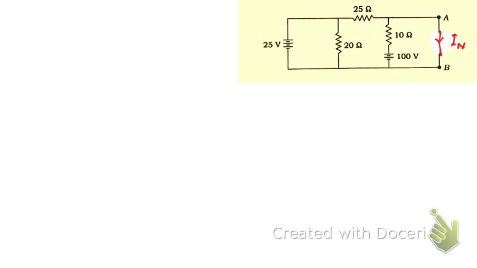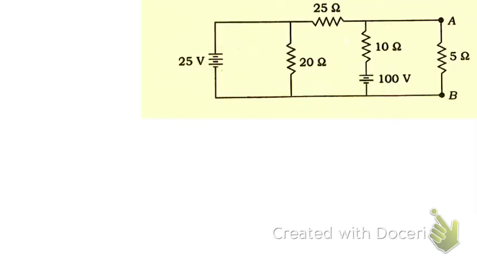Let me make this figure larger. Okay, so IN. Let me take this one as the first loop, this is the second loop, and this is the third loop.